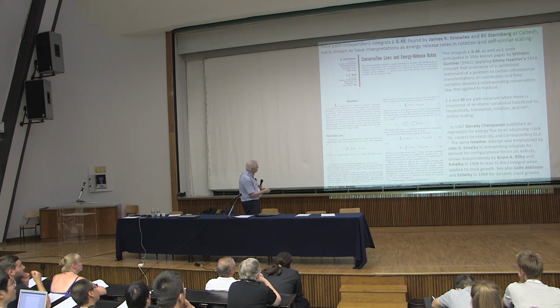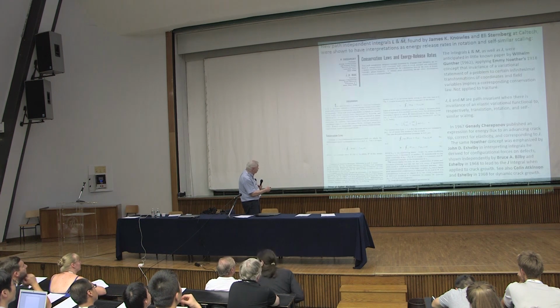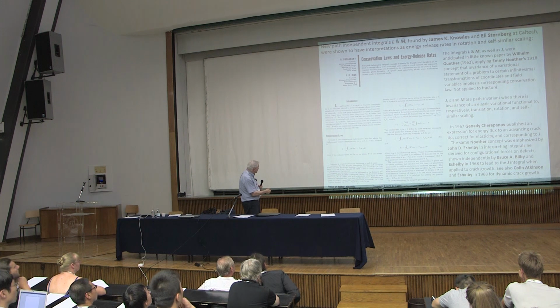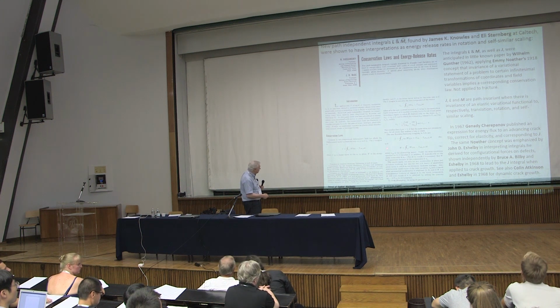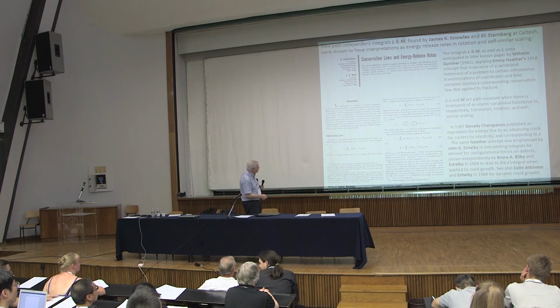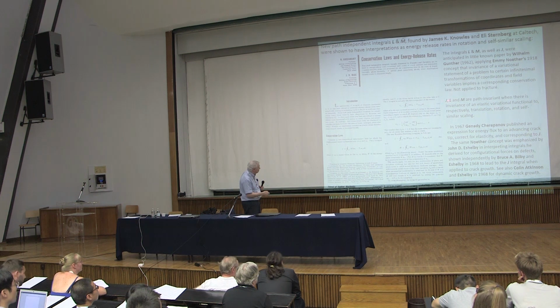And Jim Knowles and Eli Sternberg, neither with us anymore, but both at Caltech at the time, used the Noether procedure to devise these conserved integrals like J. J could be gotten by that procedure, but also other integrals associated with invariance under rotation and under self-similar scaling, and they've come to be called the L and M integrals. So they're all path-independent integrals. There's a family of them, J, L, and M, and the J is a vectorial integral. There are two components of that.